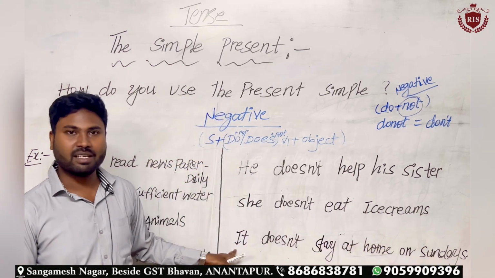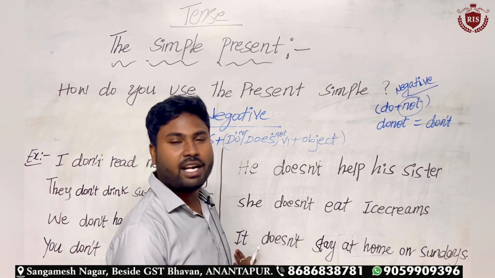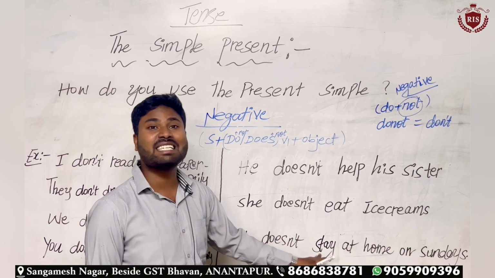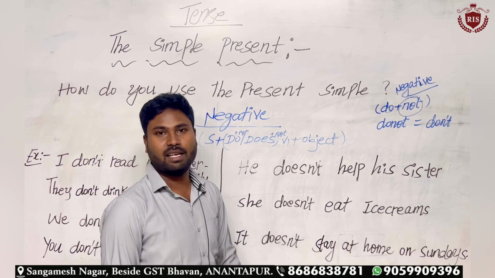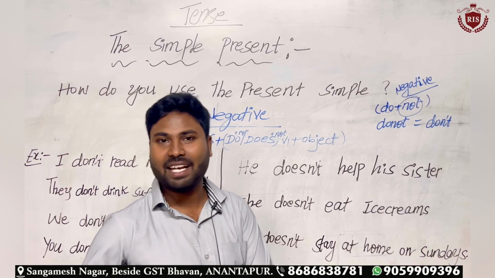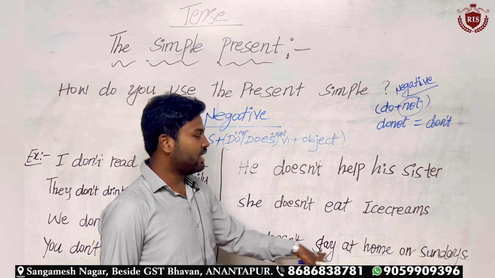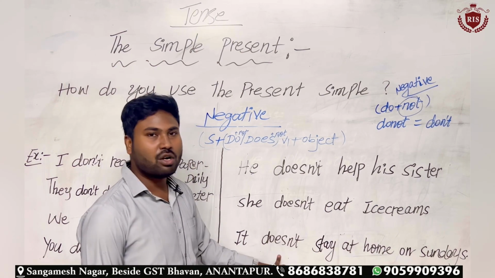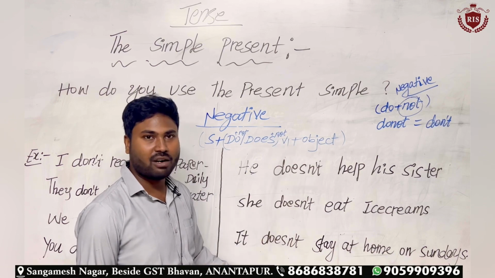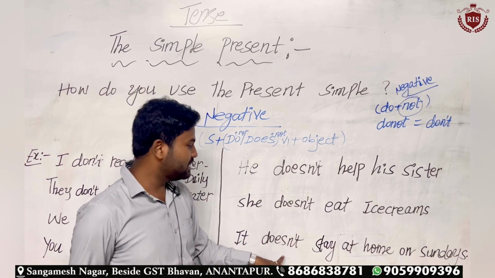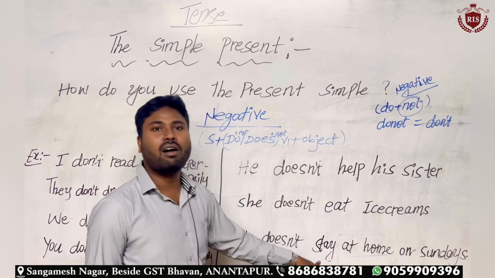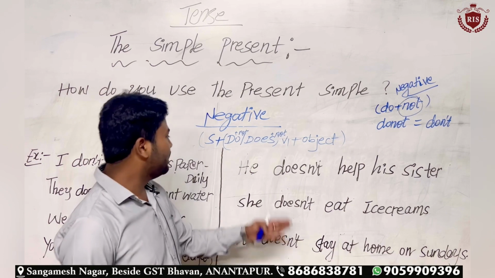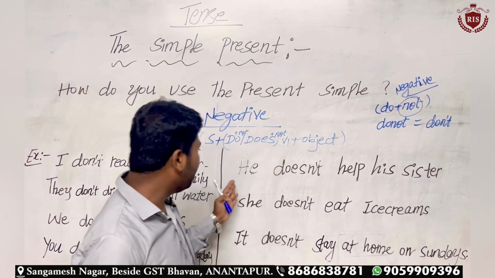Next, it. In the previous video I had already told you that it refers to things or animals. So it doesn't stay at home on Sundays. It may be a pet dog or whatever pet animal. So it doesn't stay at home on Sundays. Even here the pronoun is it, so we have taken the contractive form doesn't as it is a negative sentence. Stay at home, stay is the V1 form of the verb, and at home on Sundays is an object. Has everyone understood? I hope everyone has understood.